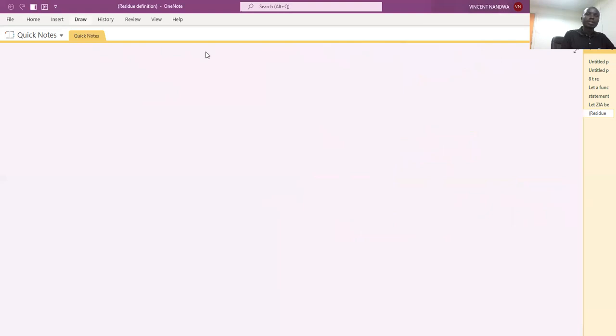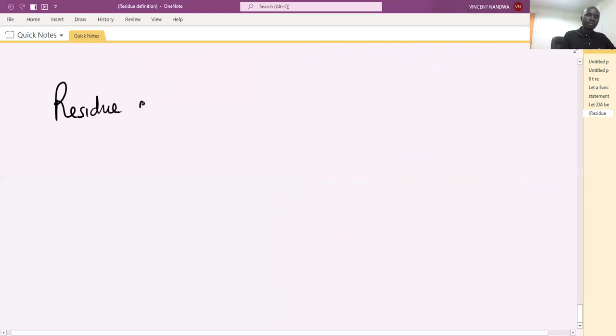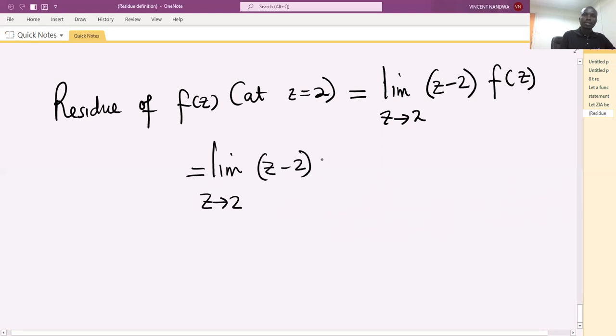Next, we evaluate the residue of f of z at z equals to 2. By definition, it will be given by limit as z approaches 2, z minus 2 times the function f of z. So this value will be limit as z approaches 2, z minus 2 times f of z, which is z squared divided by z minus 1, z minus 2, z minus 3.